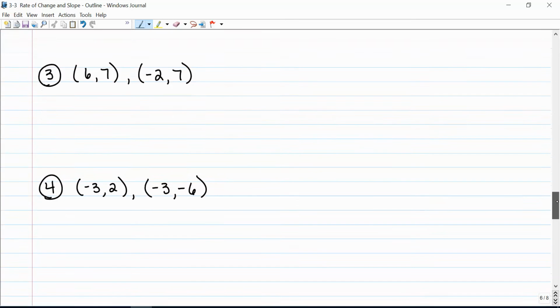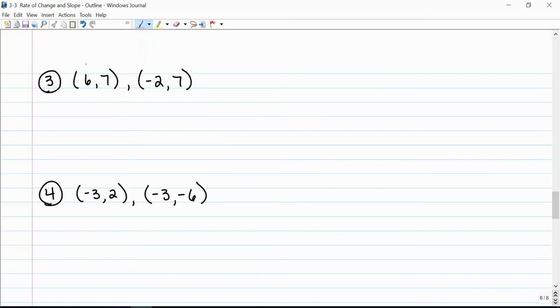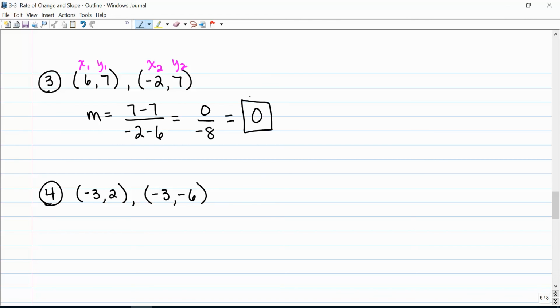And let's take a look at two more examples that are kind of special cases. So we have x1, y1, x2, y2. So my slope is going to be y2 minus y1, 7 minus 7, over negative 2 minus 6, or 0 over negative 8, which is equal to 0. In this case, the slope of the line is 0, and any line that has a slope of 0 is going to be a horizontal line. That's another good thing to memorize.